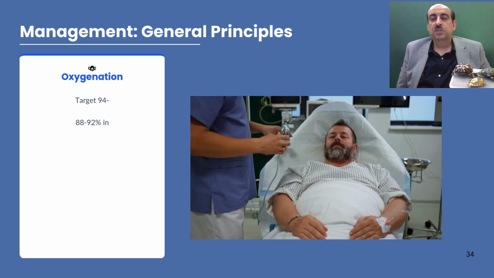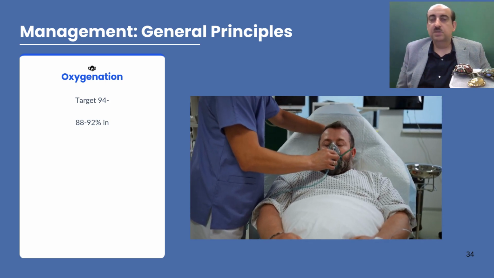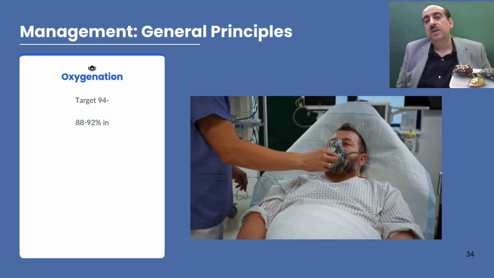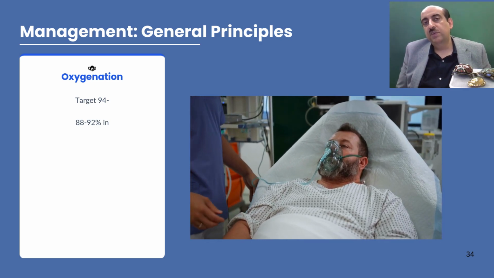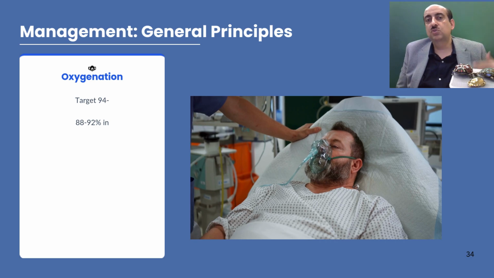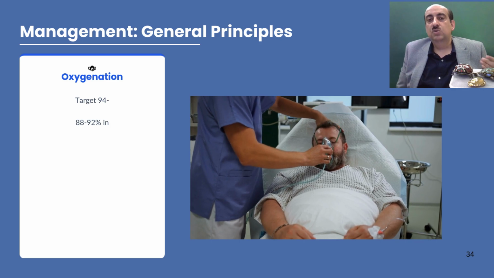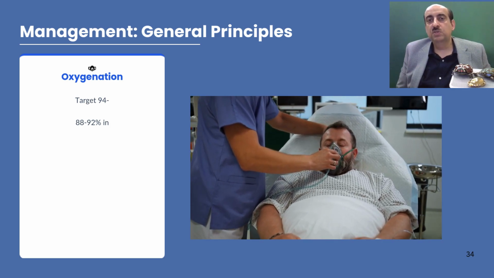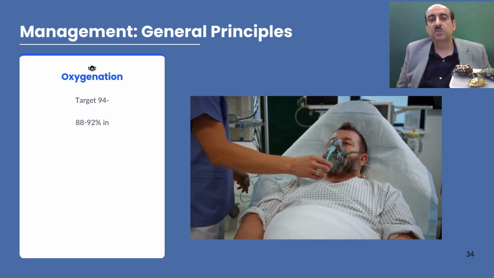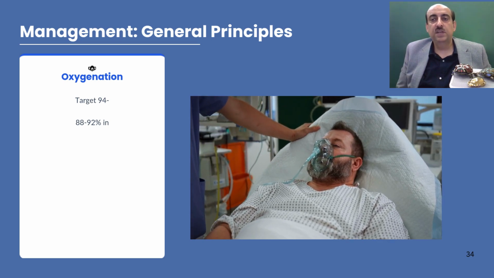First principle, oxygenation. Normal target should be above 94%, 94 to 98. The only exception will be in COPD patients who have got chronic type 2 respiratory failure. Their respiratory drive is driven by hypoxia rather than hypercarbia, because high CO2 leads to the respiratory center becoming desensitized. So if you remove the hypoxemic drive with too much oxygenation, that can lead to respiratory depression and worsening of the type 2 respiratory failure. So in COPD patients, the ideal saturation level will be 88 to 92%.